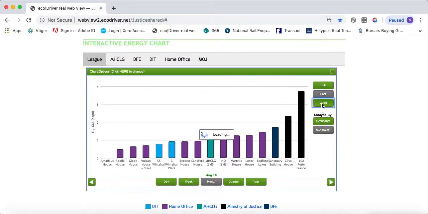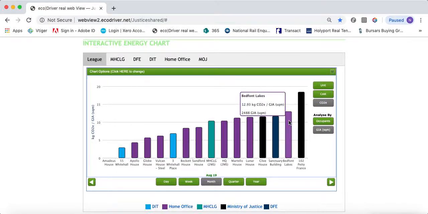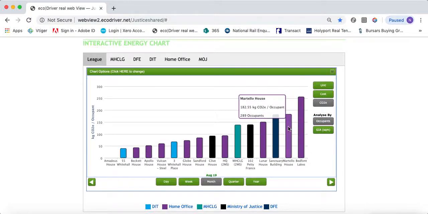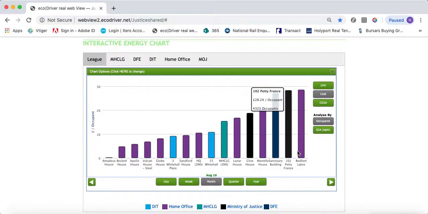You can also look at it from the point of view of CO2 usage. And again, you can see the amount of CO2 that's used per square metre. You can analyse it by occupants, so the number of occupants and how much CO2 they're using. And you can do cost per occupant. Now, this can then be broken down into the year, quarter, and as you can see in front here, we've got the month, week, and the day.